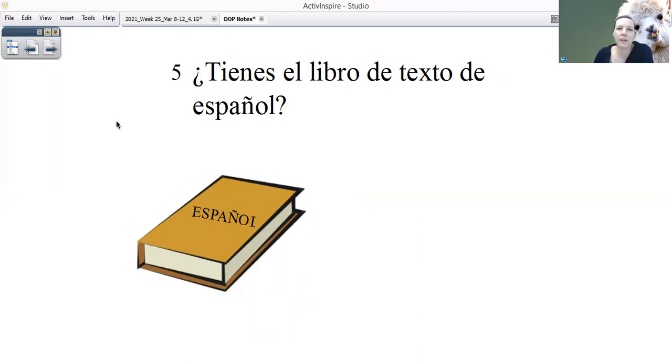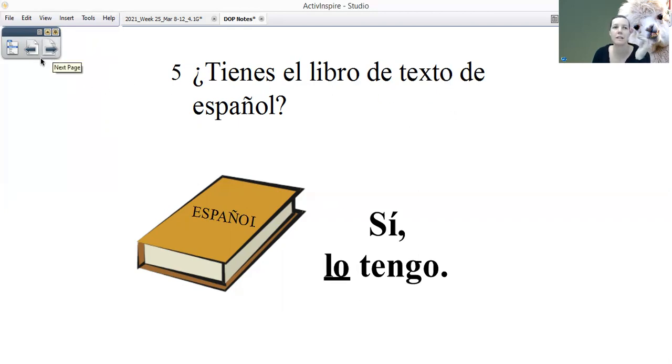Do we have? ¿Tienes un libro de texto de español? Do you have the Spanish book? So all this could be replaced with which one? Lo or la. Masculine, lo. Where does it go? It goes before the conjugated verb. So sí, lo tengo. Very easy to cut it down.